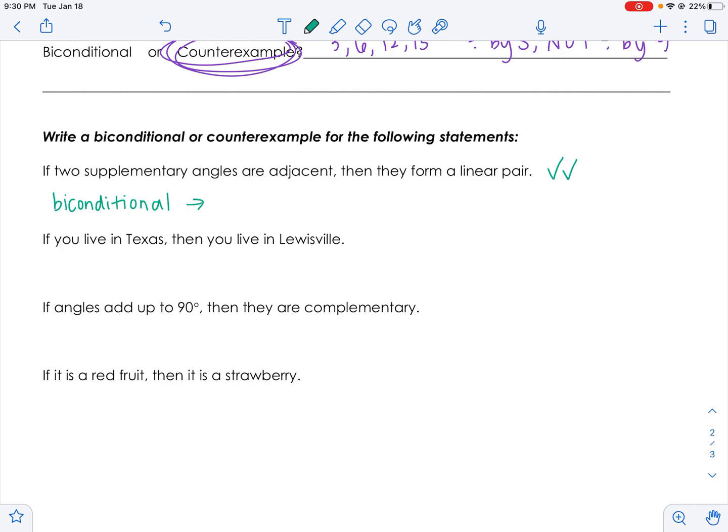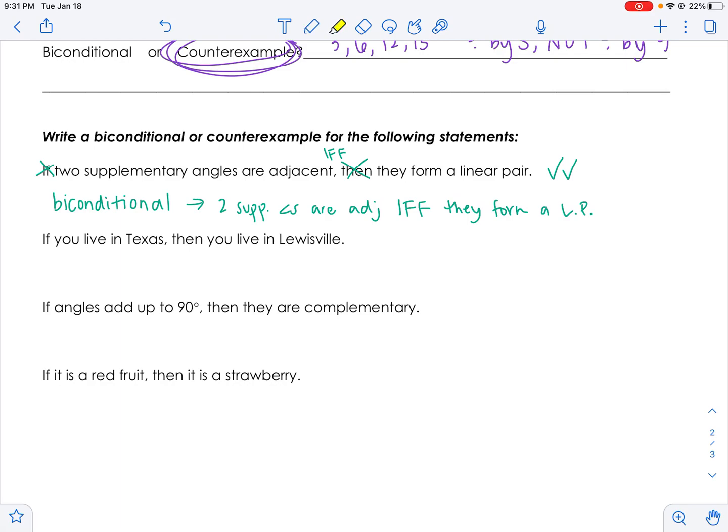I'm going to abbreviate for a bit with the biconditional, but the easiest way to write a biconditional, in my opinion, is to take out the if and the then, and then just put IFF in the middle. It sounds grammatically correct every time. So, two supplementary angles are adjacent if and only if, that's the phrase that I always include with a biconditional, they form a linear pair. It's saying that under those conditions, it will always form a linear pair. If and only if I have those conditions, it will work. If two supplementary angles are adjacent, yeah, they form a linear pair.